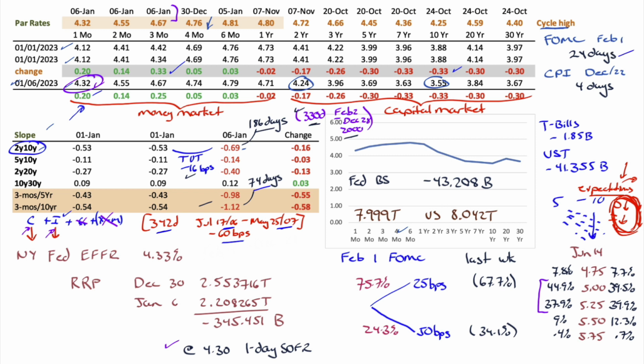FOMC meeting, February 1st, 24 days away. And we have CPI in 4 days. And we'll look at that a little bit more when we get to some other parts of the video here. Fed balance sheet dropped by $43 billion. Look at that. You've passed that 8 number. We are printing a 7 handle. That's a psychological milestone to hit, right?